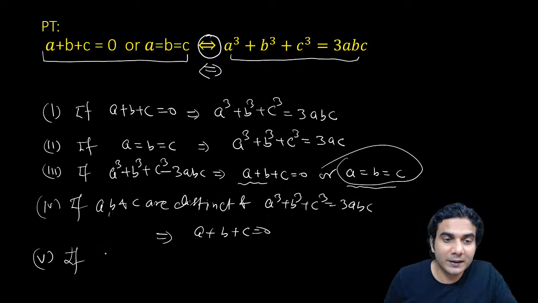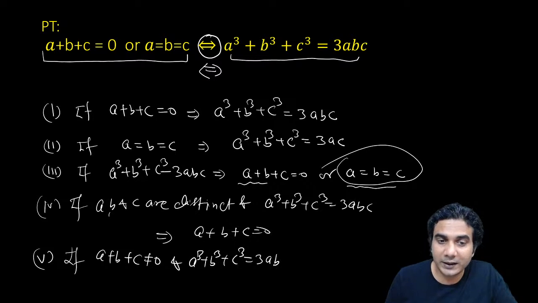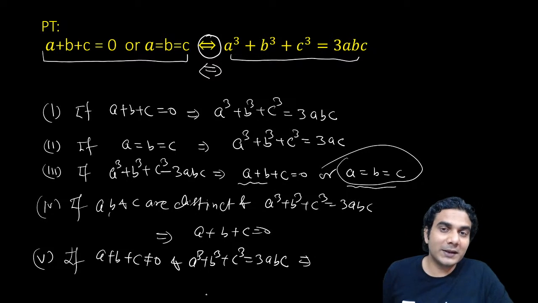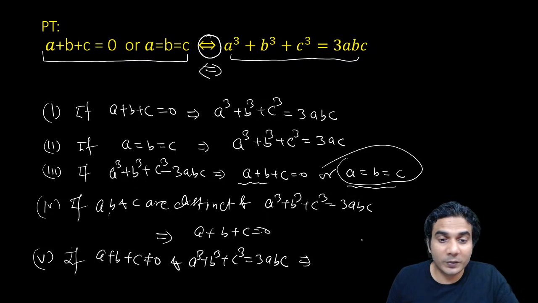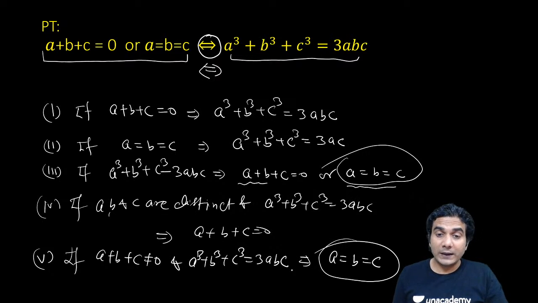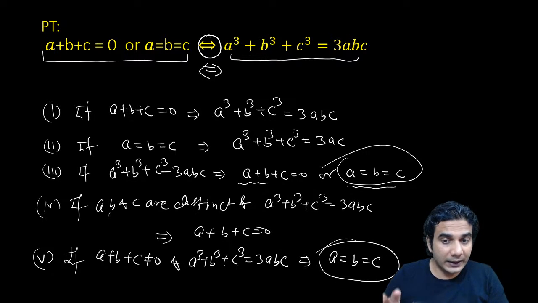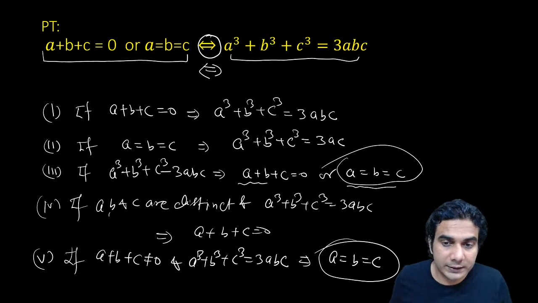Similarly, if you have A plus B plus C is not equal to 0 and A cube plus B cube plus C cube is given equal to 3ABC, then I think now you can answer what will you write? If A plus B plus C is not 0 and A cube plus B cube plus C cube is equal to 3ABC, then when is this possible? This is possible only if A is equal to B is equal to C. Alright. So in fourth and fifth you can see one particular result certainly because the other is not true. But in third, you have to write both the results: A plus B plus C is equal to 0 or A is equal to B is equal to C.